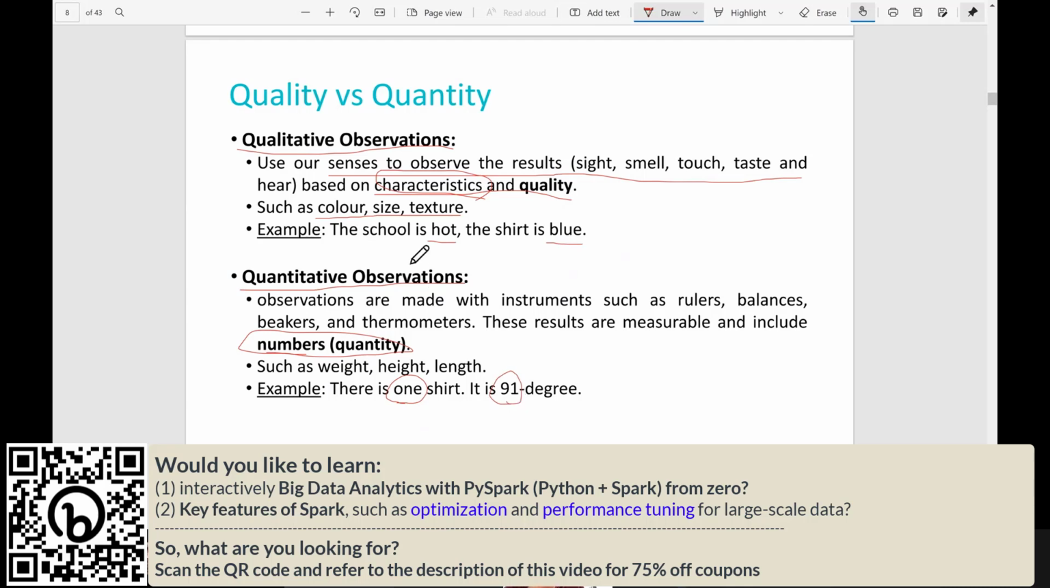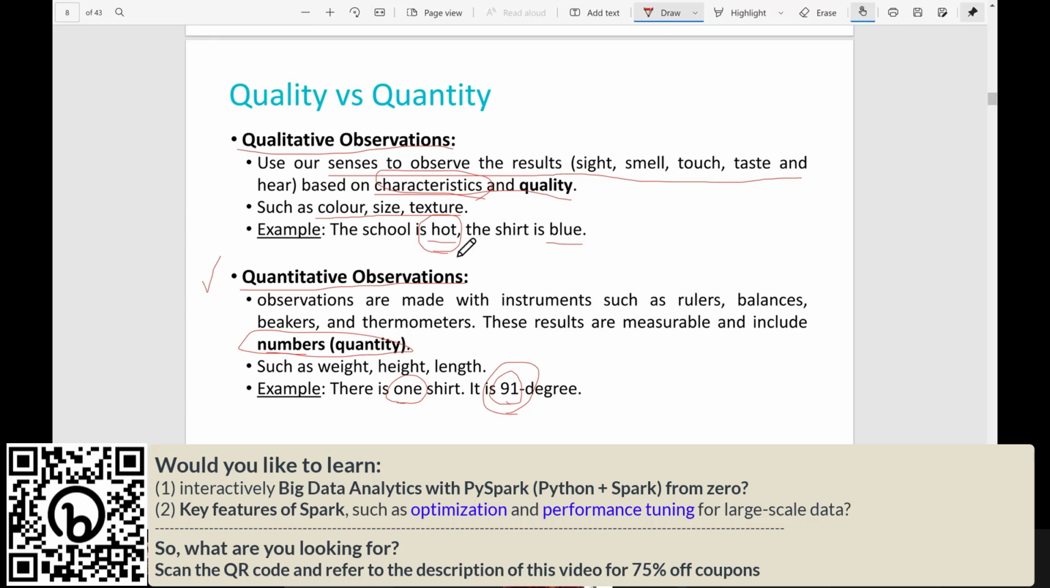So if you want to represent data qualitatively, you can say it is hot. But if you want to express or interpret it with a quantitative observation, you can use a number. And this is the way you can separate qualitative and quantitative. So for data analysis, we need quantitative, because data analysis is working with values, not with textual input or textual output.